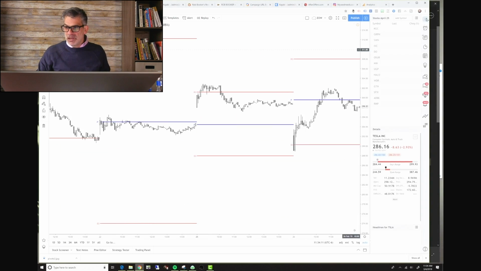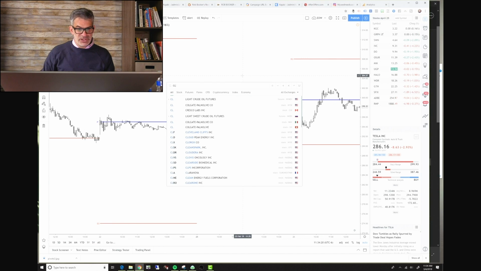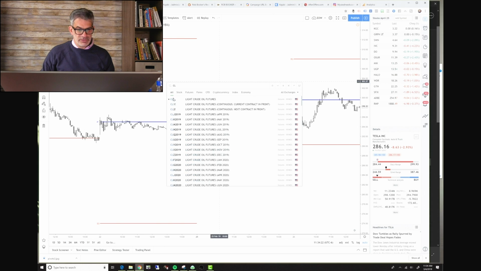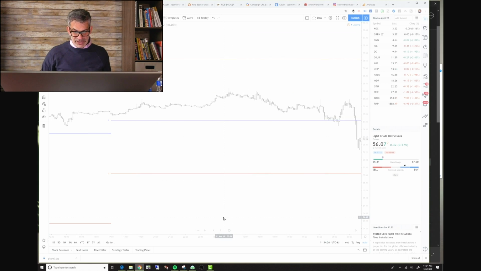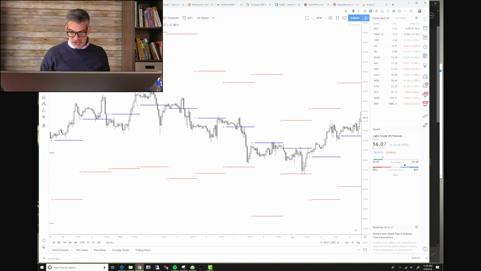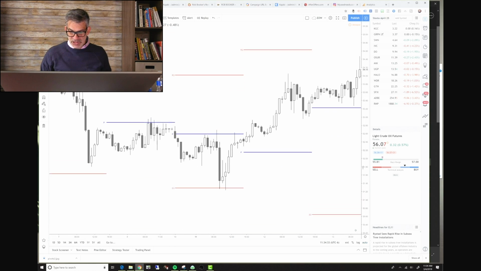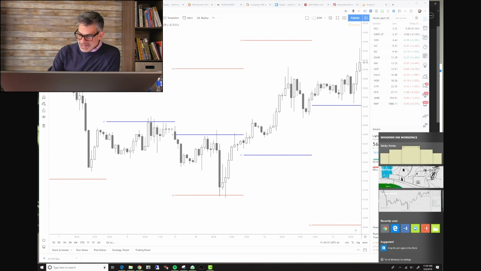Hey, maybe you want to be a commodities trader when you grow up. Fine. Let's look at oil. CL, light crude oil futures. Beautiful, glorious, marvelous. Check it out. Delete all of the drawings off of this chart and look at this. It's so consistent and so simple that it's just kind of crazy.